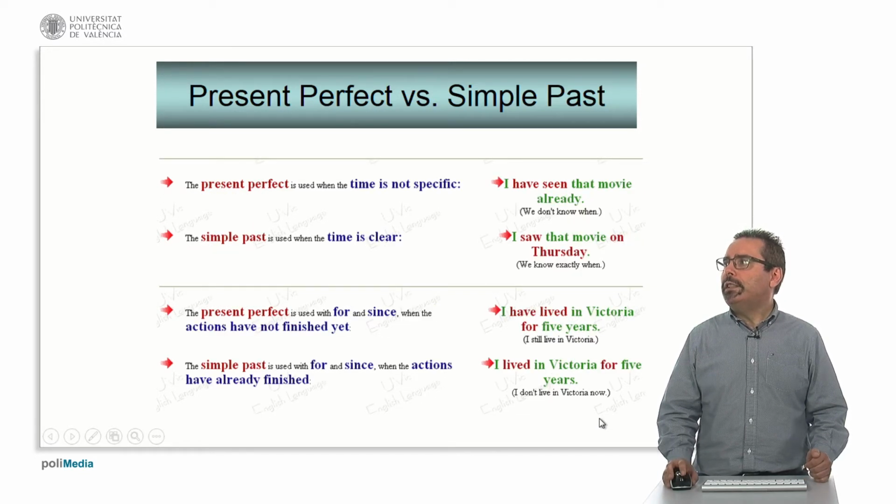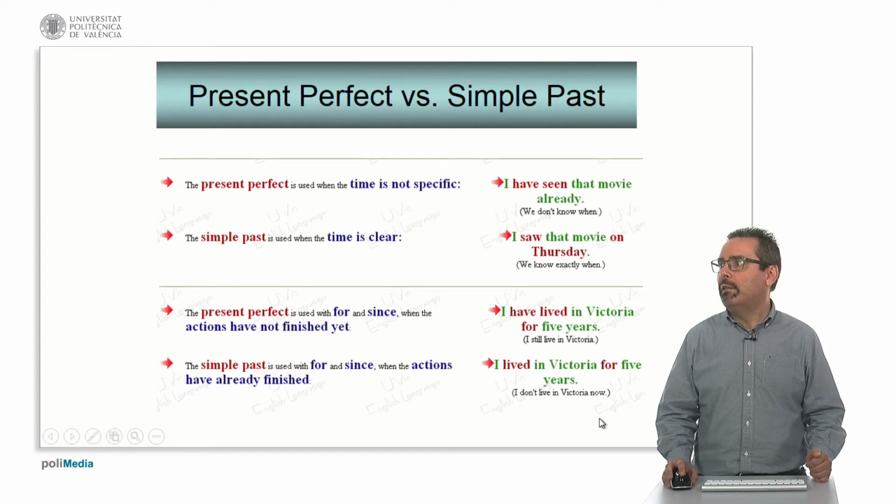The present perfect also is associated, as we said, to time which is not specific, whereas the simple past is for specific time actions in the past, where the period is clear. I have seen that movie already. We don't know yet when exactly. But we use the simple past for specific time. I saw that movie on Thursday at 9 o'clock, for example.